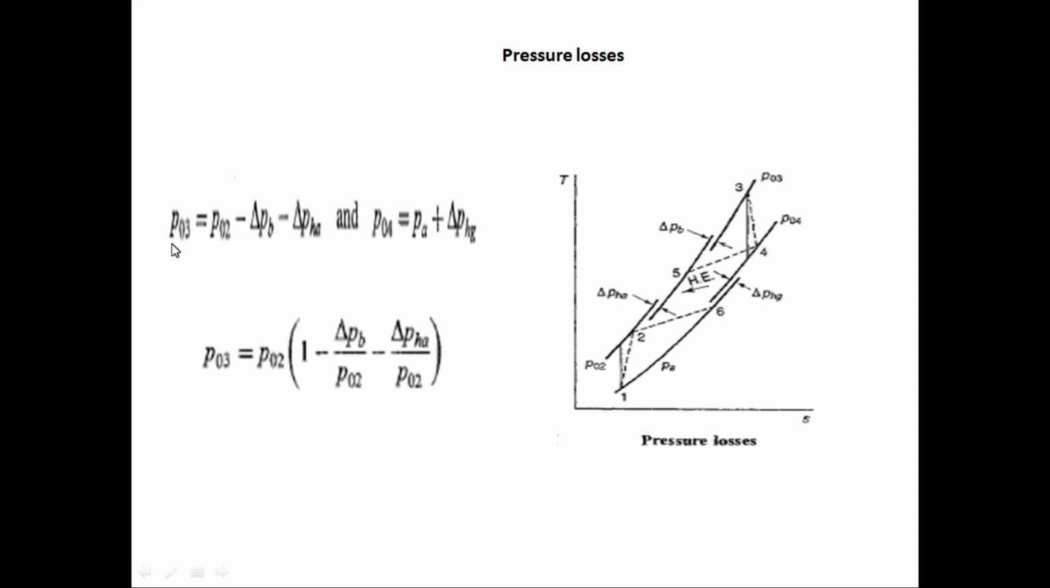So the stagnation pressure P03 at state 3 can be written as P02 minus the change in the back pressure. That is, this pressure loss has to be taken into account, minus delta PHM. So this is the pressure loss before the heat exchanger and in the combustion chamber. And P04 minus PA is equal to the pressure loss on the gas side, and P03 is equal to P02 times (1 minus delta PB by P02 minus delta PHA by P02).